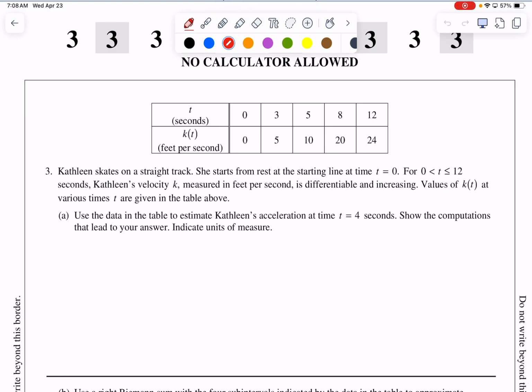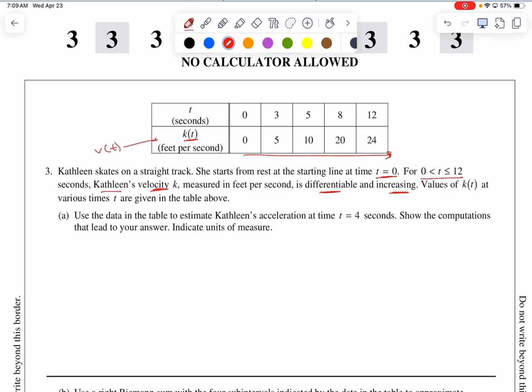Kathleen skates on a straight track. She starts from rest at a starting line at t equals 0, from 0 to 12 seconds. Kathleen's velocity, so we got our velocity. So this is v of t, but they're calling it k of t. So k of t is our velocity measured in feet per second, is differentiable and increasing. So that means these are always going up.